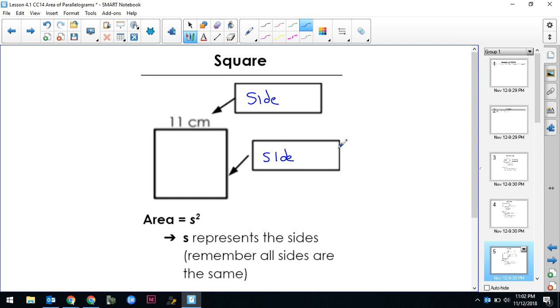So I would like you to turn to your neighbor now and tell them the formula for area of a square is area equals side squared. Now turn to your neighbor and tell them the formula for area of a parallelogram. And now tell them the formula for area of a rectangle.